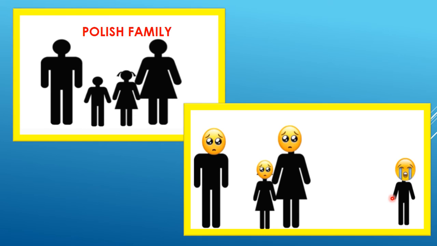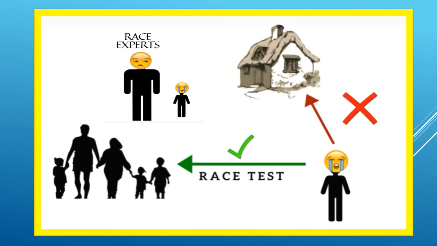Even Polish children who looked like Aryans were forcibly snatched from their parents. The snatched children were then examined by race experts, and if they passed the test, they were given to a German family where they were raised properly, and if they failed the test, they were sent to an orphanage where most of them died.